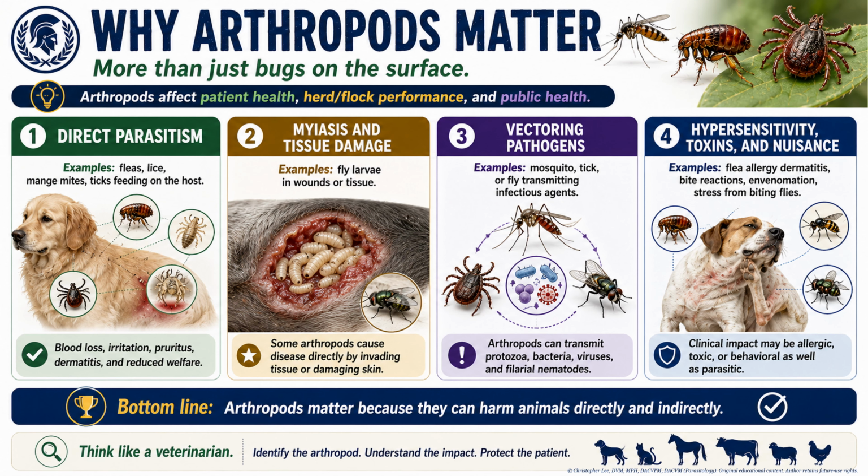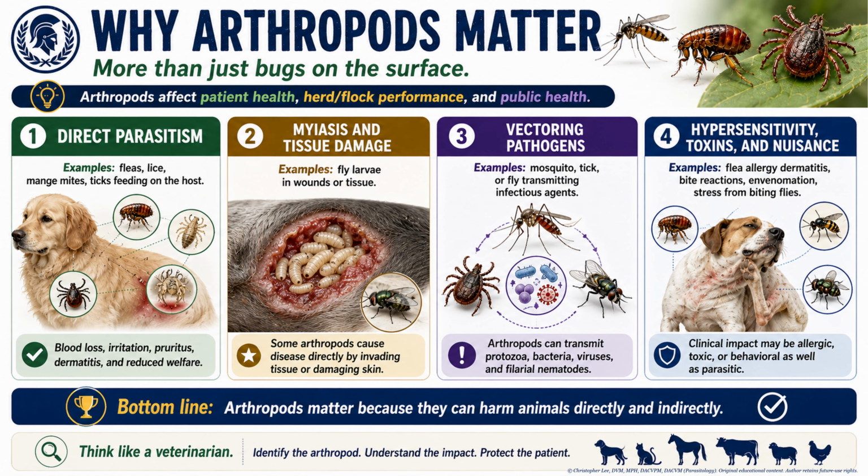Let's bring this back to clinical medicine. Arthropods matter because they harm animals directly and indirectly. Direct parasitism includes fleas, lice, mange mites, and ticks feeding on or living in association with the host. The result may be blood loss, irritation, pruritus, dermatitis, secondary infections, reduced welfare, or production loss. Some arthropods cause myiasis and tissue damage. Fly larvae in wounds or tissues can range from opportunistic complications to severe reportable disease concerns.